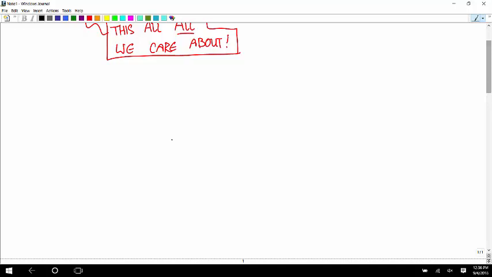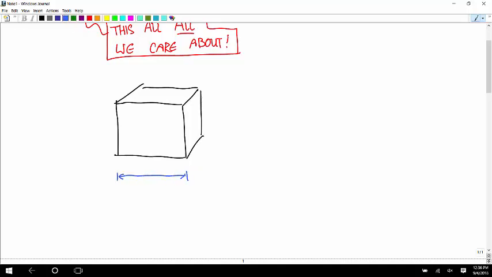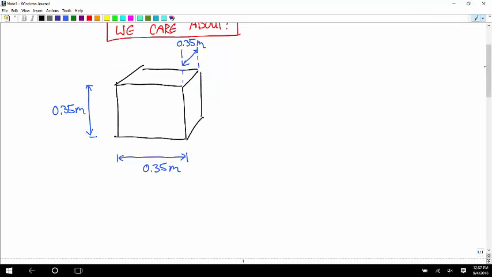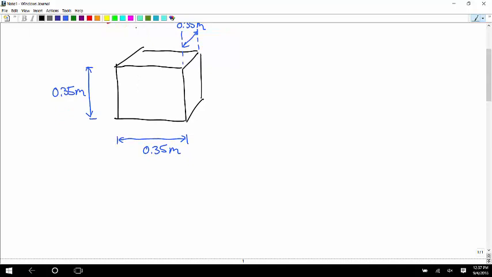And so let me just go through a little bit of one of the problems from the homework assignment. So let's say that we have this box and the length of the sides are 0.35 meters. And let's say that we want to calculate, let's say we're given, everything was in PSI.